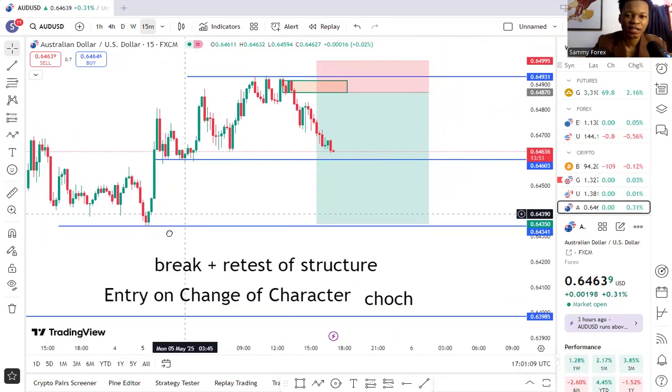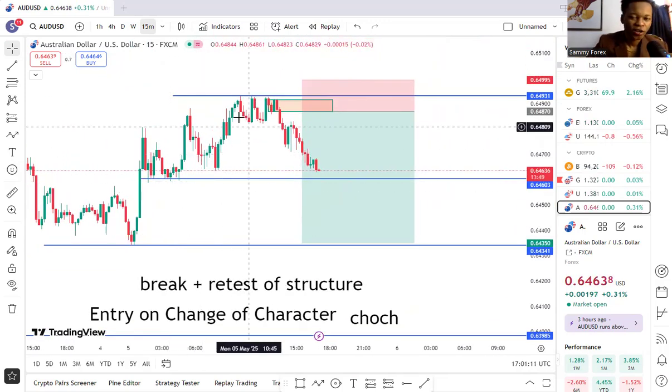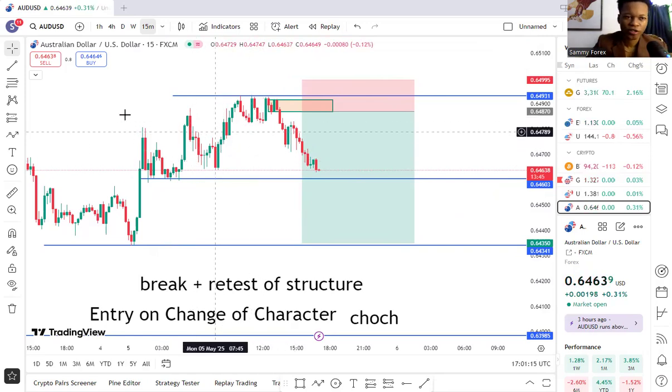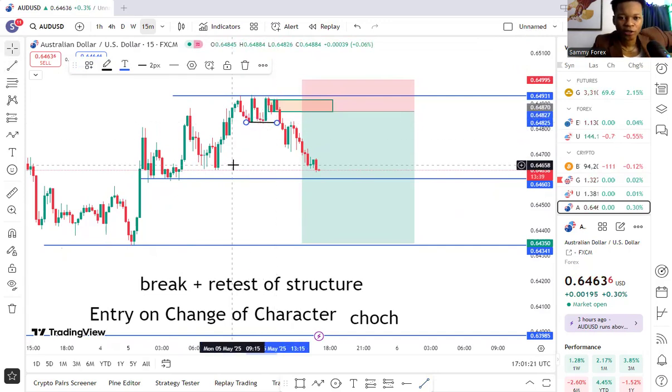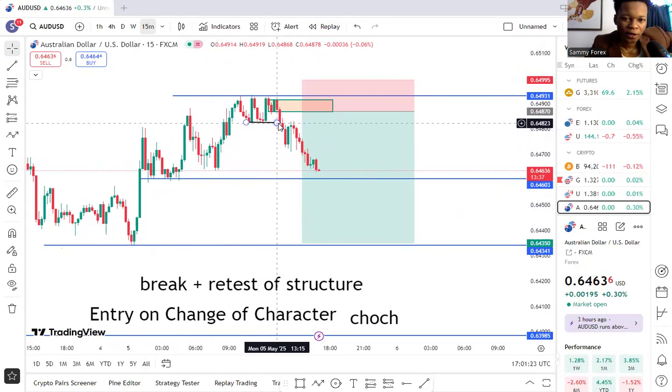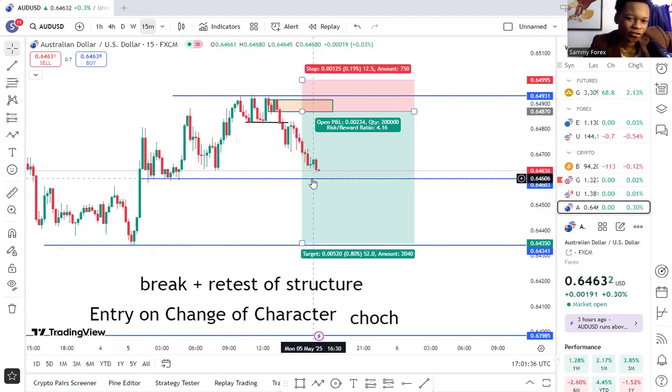Immediately price changes character, what happened? Price retraces on it. Okay, let me use this current trade as an example. If you notice, price gave us this recent low that was here. And then what happened? Price broke it out. This is a change of character. Price actually changed the character. Price broke it out, and then price retraced on it and continued heading down to this low, which it has currently created.